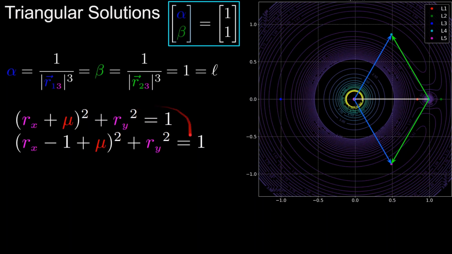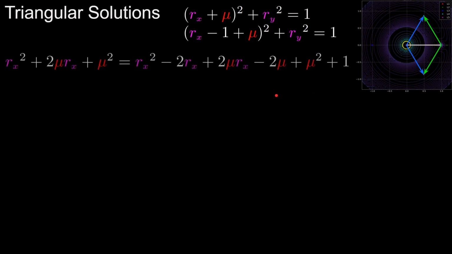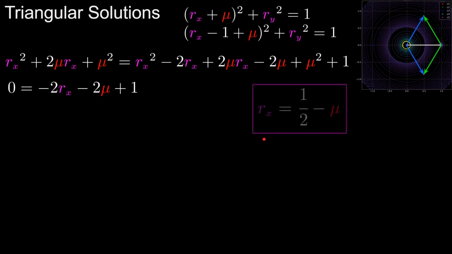And here we have two equations and two unknowns, which we'll solve for by setting them equal to each other since they both equal 1. And when we set the equations equal to each other, the Ry squared terms will cancel out, leaving us with just the position x squared terms. Expanding those terms gives us this equation where we can see that everything on the left side cancels out with a term on the right, Rx squared, 2 mu Rx, and mu squared, leaving us with this equation where we can easily solve for x, giving us that the x coordinate for the Lagrange points L4 and L5 is equal to 1 minus mu.